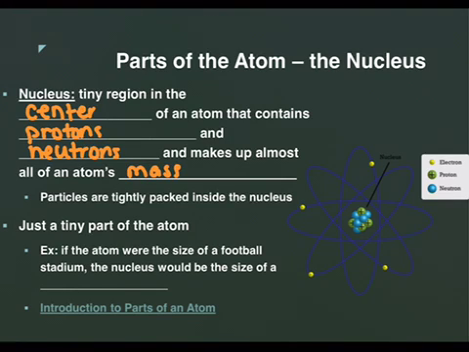So if you look over at the diagram here, this center cluster is the nucleus. And you can see the neutrons are the blue spheres and the protons are green with a plus sign. So in the nucleus, the protons and neutrons are jam-packed together, and so that gives most of the mass. However, it is just a tiny piece of that atom. So if the atom were the size of a football stadium, the nucleus would be about the size of a pea.